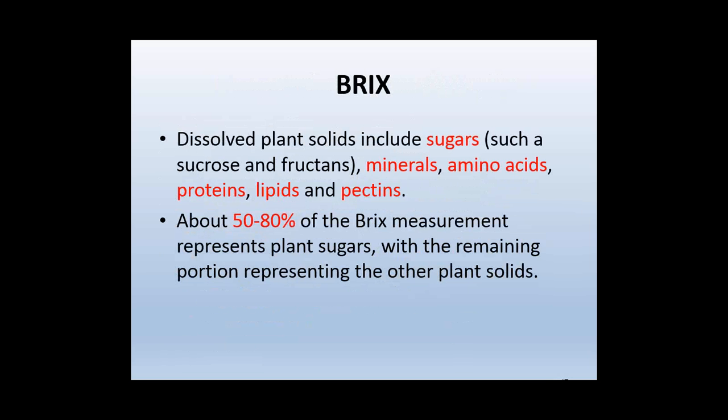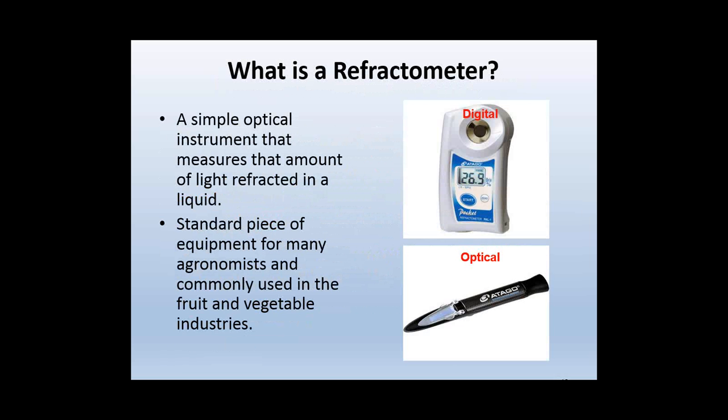And this is simply a measure of dissolved plant solids that include the sugars, minerals, amino acids, proteins, lipids, and pectins. Brix is measured using a refractometer, the optical type pictured at the bottom there. It costs $100 to $120 to buy a good optical refractometer. They're very sturdy and they can be used over and over for many years.